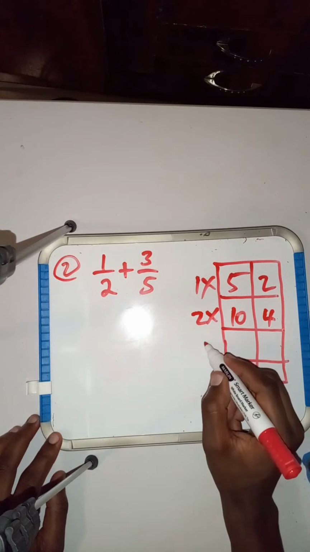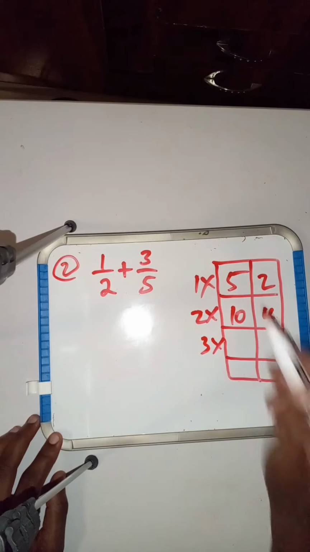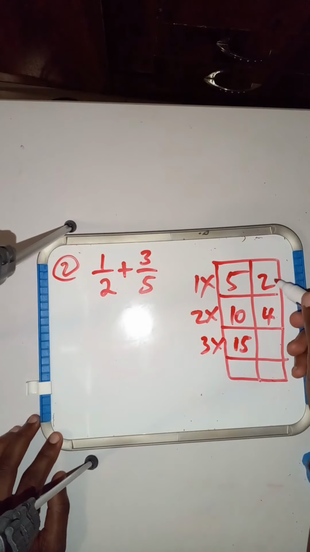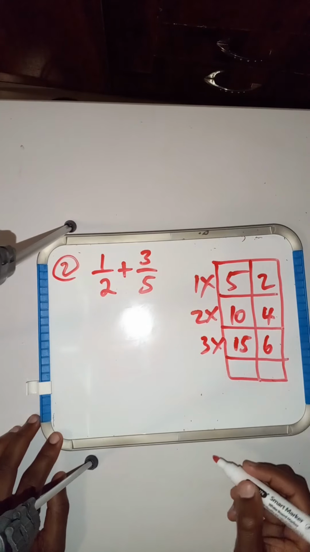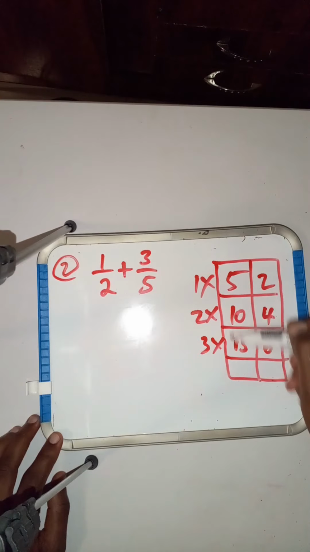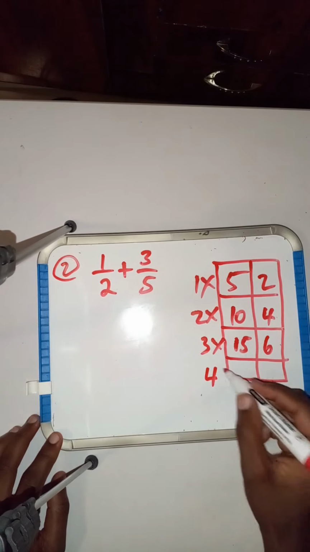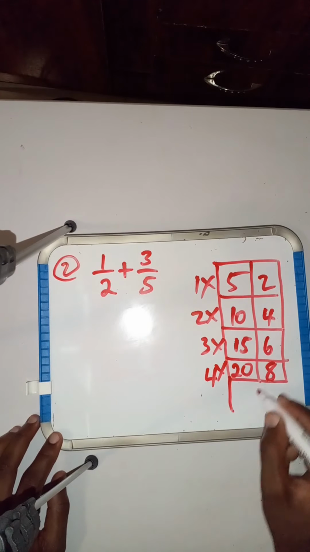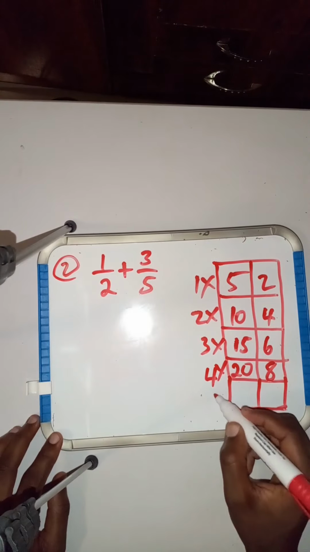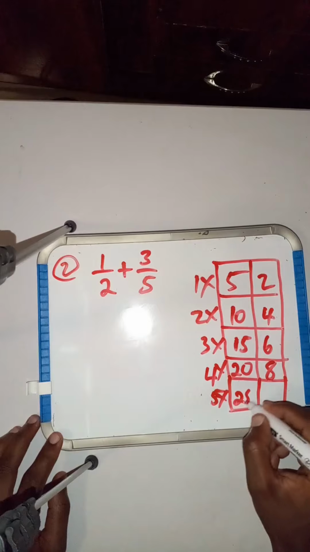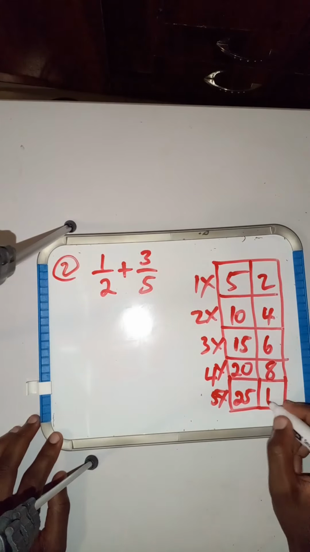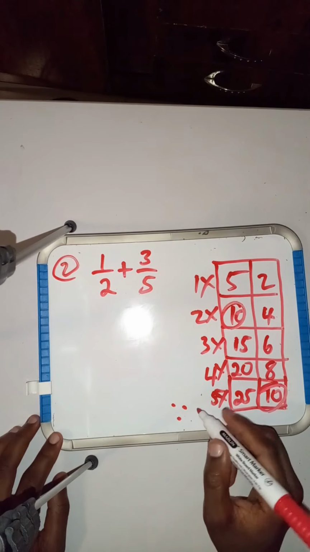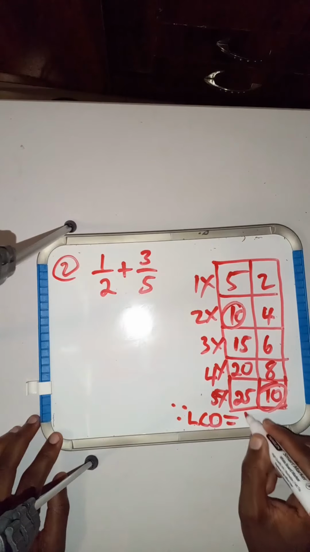Okay. Move to 3. 3 times 5, that is 15. 3 times 2, that is 6. Now, still we don't have similar numbers this side and that side. Move to number 4. 4 times 5, that is 20. 4 times 2, that is 8. Okay, we still need to move further. 5 multiplied by 5, that is 25. 5 multiplied by 2, that is 10. Oh, there we go. We have 10 here and we have 10 here. Therefore, we have our LCD, which is equal to 10.